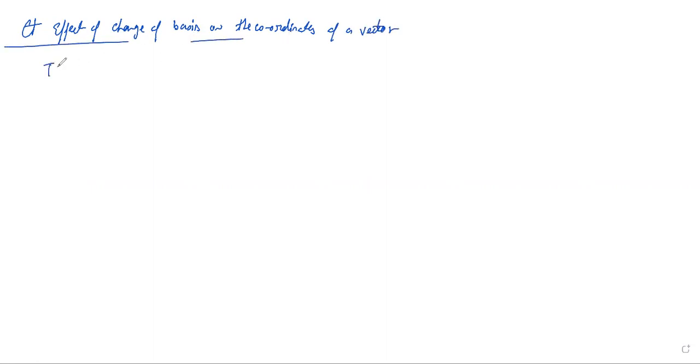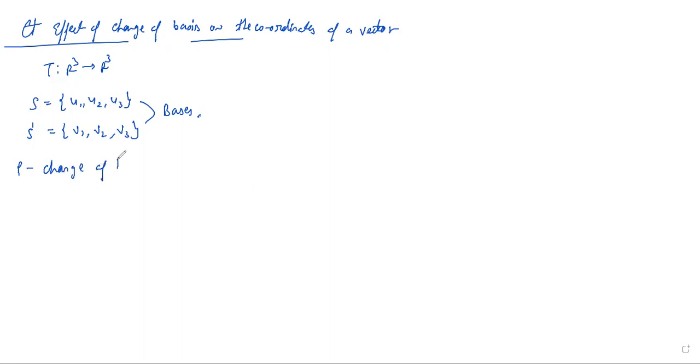Let's say I am considering the mapping T from R cube to R cube. I have a basis S, which is U1, U2, U3, the corresponding vectors of this basis, and I have another basis which is S dash, and its vectors are V1, V2, V3. These are my bases. And there is a matrix P, which is my change of basis matrix from S to S dash.